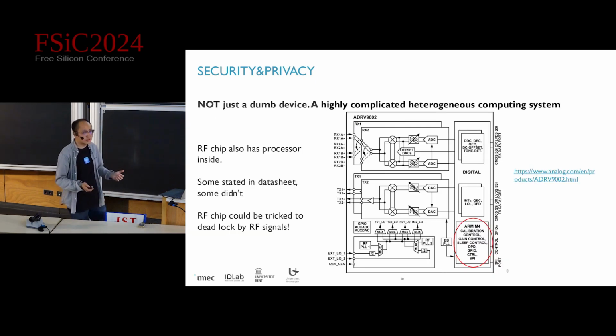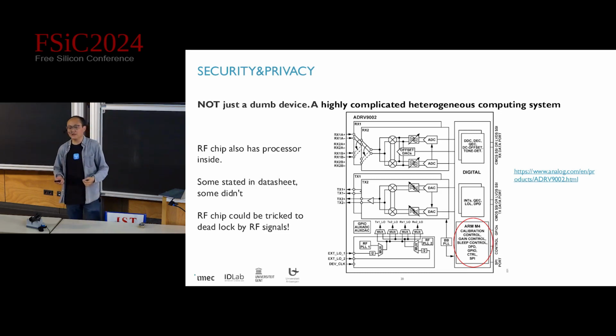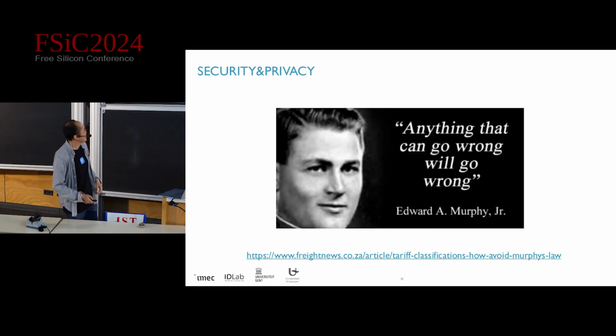And another interesting observation is that even for RF chips, we thought RF is mainly analog processing. But actually in many RF chips, there's also a controller inside, running a program. Some of them are mentioned in the datasheet. Some RF chips don't mention anything about the processor in the datasheet. But actually, we can observe that an RF chip can also get deadlocked by some analog signal, which means there's a program running inside. Anything that can go wrong will go wrong.